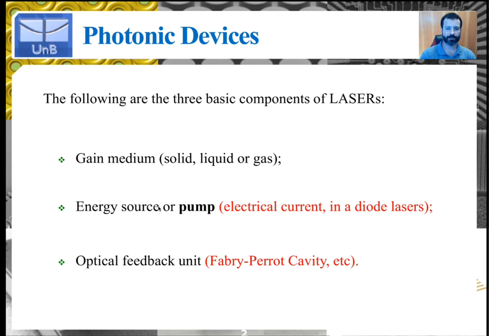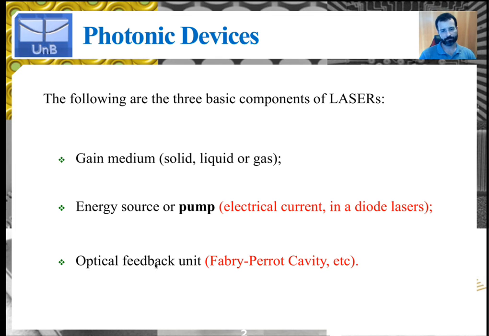You also need an energy source or a pump. In our case, this will be the electrical current in the diode lasers, because as we've seen, in the active region of a forward polarized diode, the injection current is responsible for providing the excess carriers, the excess electrons and holes, which will recombine and emit light by stimulated emission and therefore provide gain. So the energy is provided by the source that's providing current to the circuit.